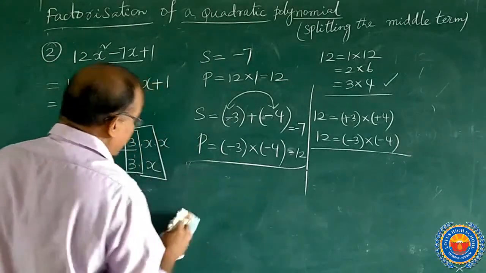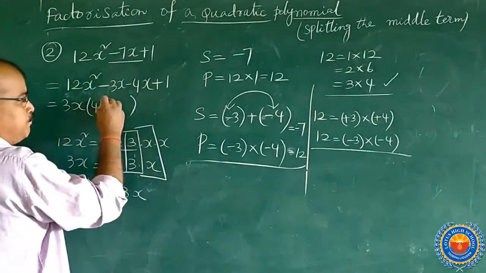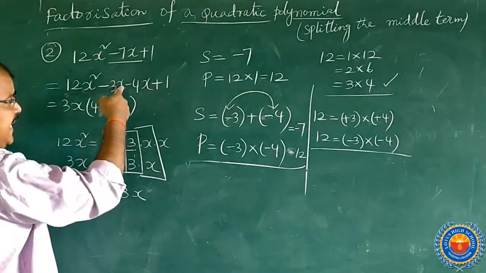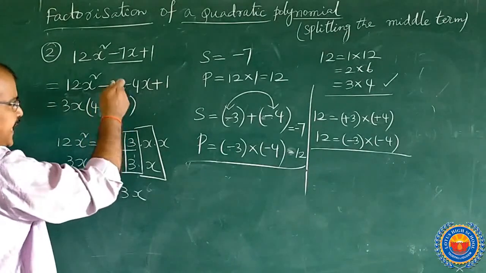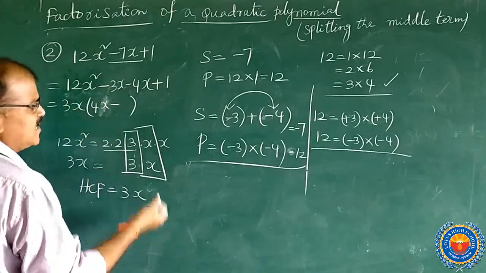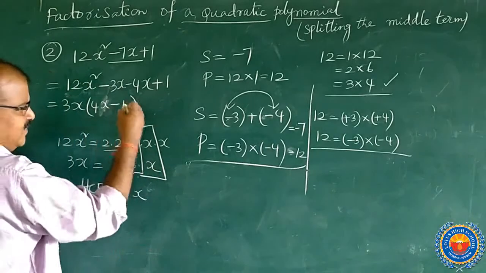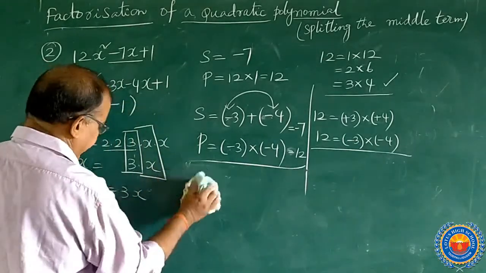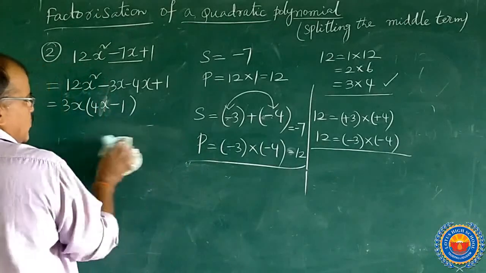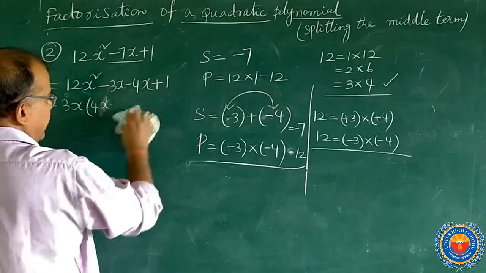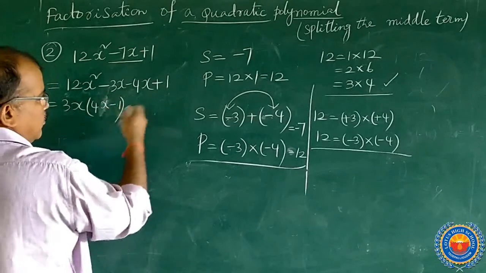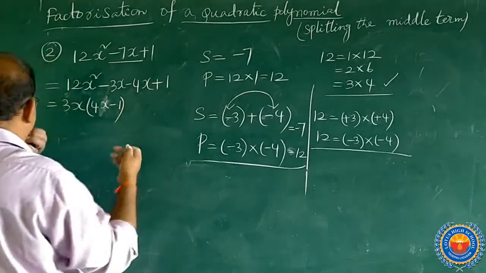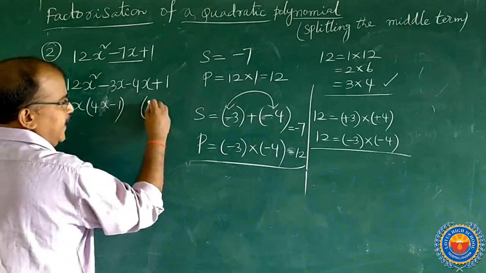Normal division. Next, minus 3x by 3x is equal to 1. Minus 3x by 3x is equal to 1. That's why I have written. Now, actually, we have to factor this one, but instead of directly, I am writing this.